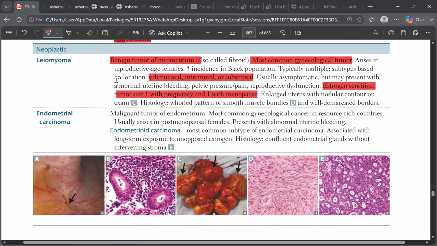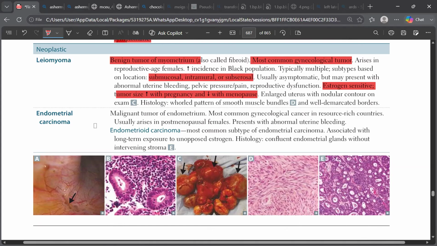This one is very important, especially because it is a benign tumor of the myometrium and it has location submucosal, intramural, or subserosal, and it is the most common gynecological tumor. However, it is present in reproductive age females, unlike many of the tumors that are present in postmenopausal women. The incidence is increased in the Black population. It is usually asymptomatic, but there can be uterine bleeding and pelvic pressure, and it is an estrogen sensitive tumor, with an increase in size with pregnancy and decrease with menopause.